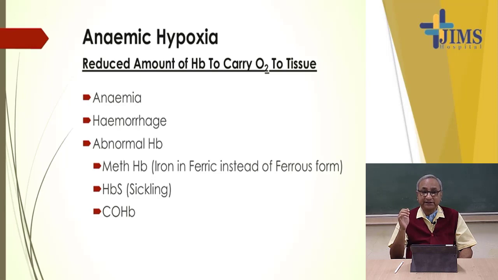There is HbS, the sickle cell disease, where there is a sickling of the hemoglobin, the red blood cell, which occurs due to difference in the acidity and temperature. And carbon monoxide poisoning leading to carboxyhemoglobin. Carbon monoxide displaces the oxygen from the heme moiety so that the oxygen cannot enter into the hemoglobin.